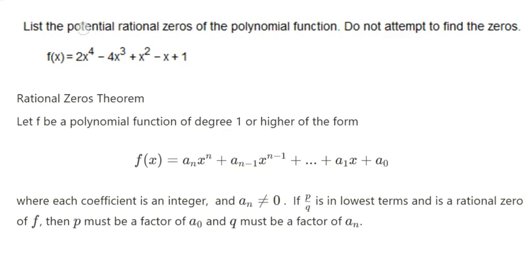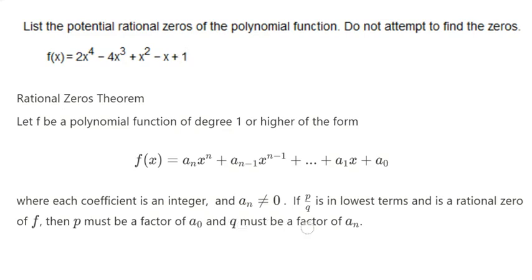We're going to find these potential rational zeros using the rational zeros theorem. With the rational zeros theorem, we need to have a polynomial function which has integers as the coefficients. And the rational zeros will be in fraction form p over q. And what we see here is that p must be a factor of a naught, and a naught is our constant term, which in our example is 1.